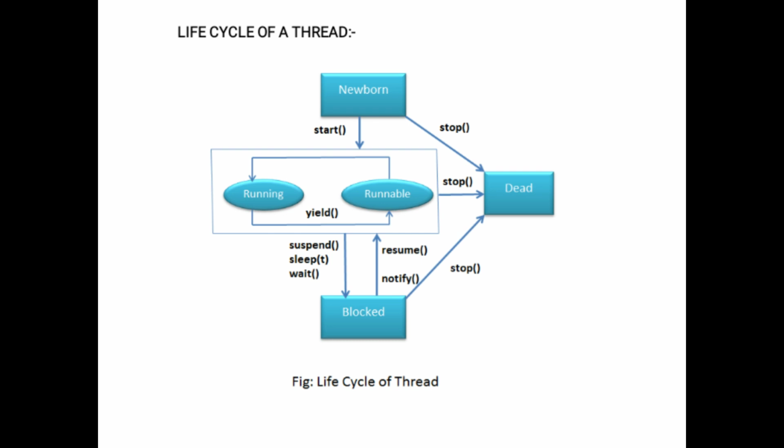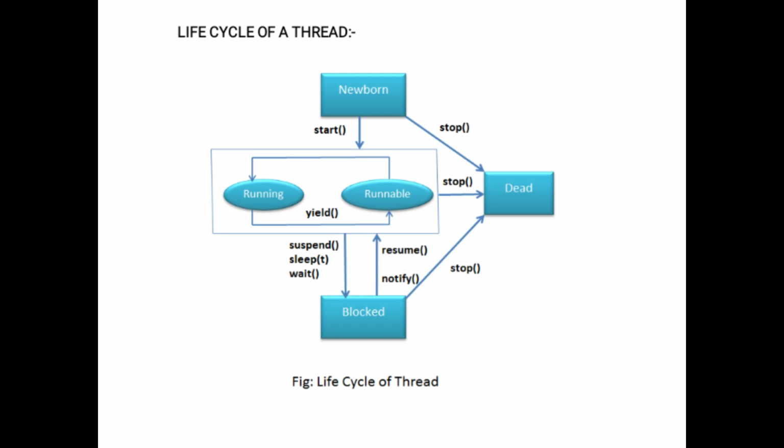When we create a thread object, the thread is born and is said to be in newborn state. The thread is not yet scheduled for running. At this state, we can do only one of the following two things: schedule it for running using the start method, or kill it using the stop method, as shown in this diagram.